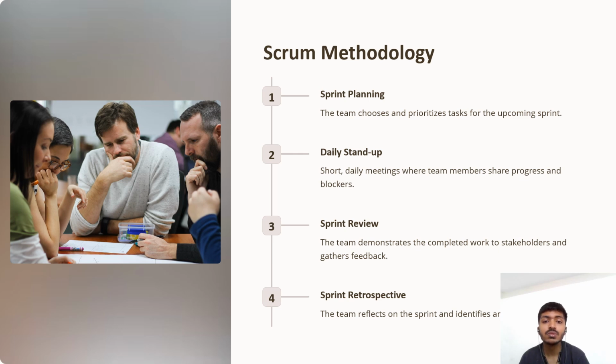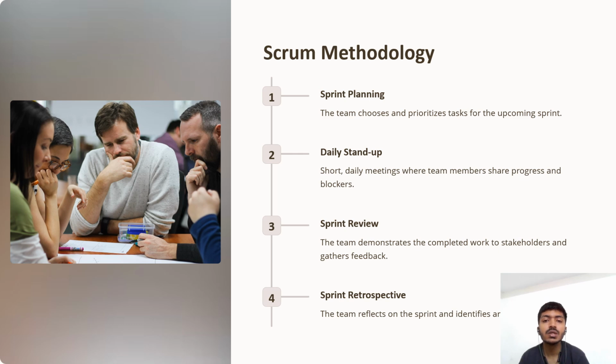The next one is sprint planning. The team selects the highest priority items from the product backlog to include in the sprint backlog. They also create a sprint goal, which is a concise summary of what they aim to achieve during the sprint.